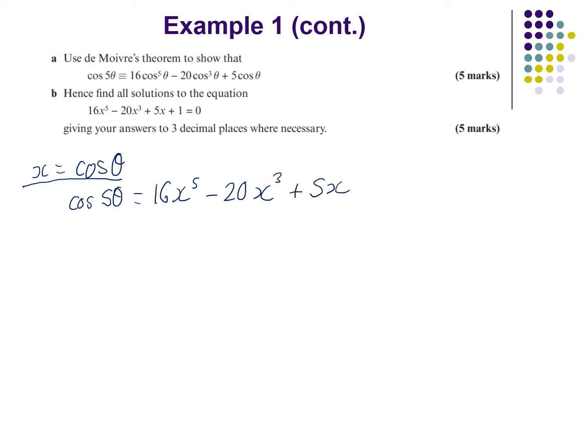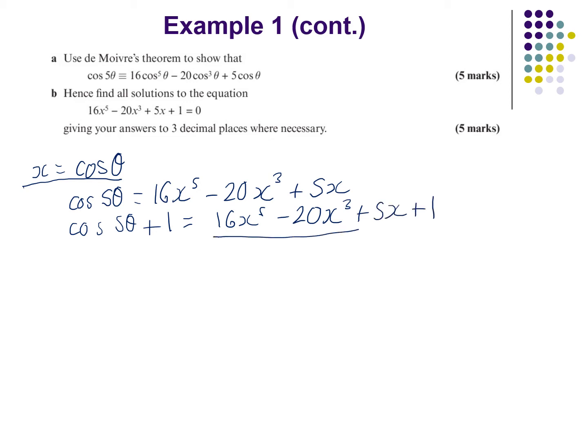I want to make it look like the one I'm solving. So the one I'm solving has got a plus 1 in it. So let's do a plus 1 in it. So cos 5 theta plus 1 equals 16x to the 5 minus 20x cubed plus 5x plus 1. So because I'm solving this equals 0, that's going to be equivalent to solving cos 5 theta plus 1 equals 0. So you can see how I've equated solving the polynomial to solving something to do with that cos 5 theta, and they'll always end up like this.